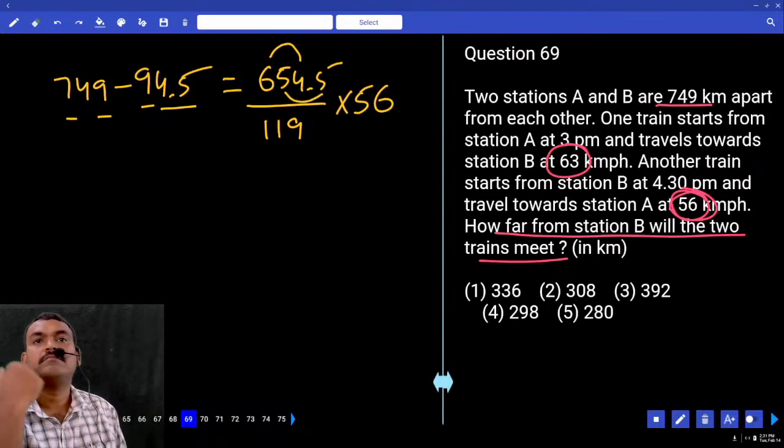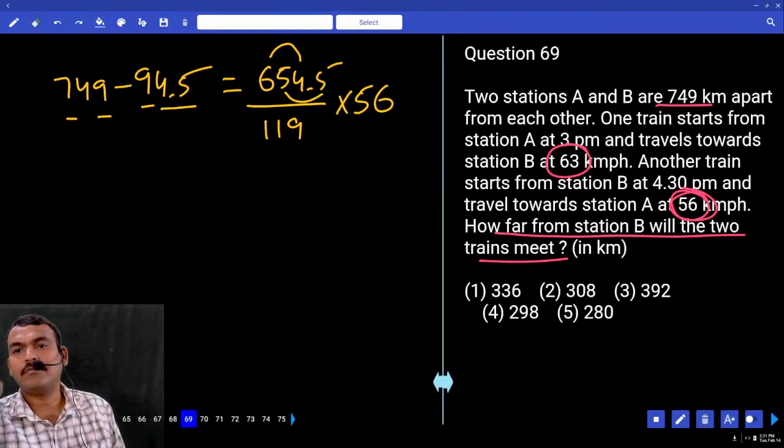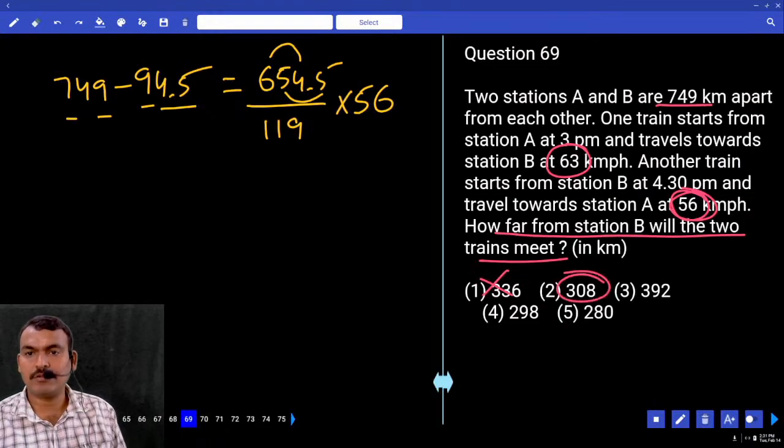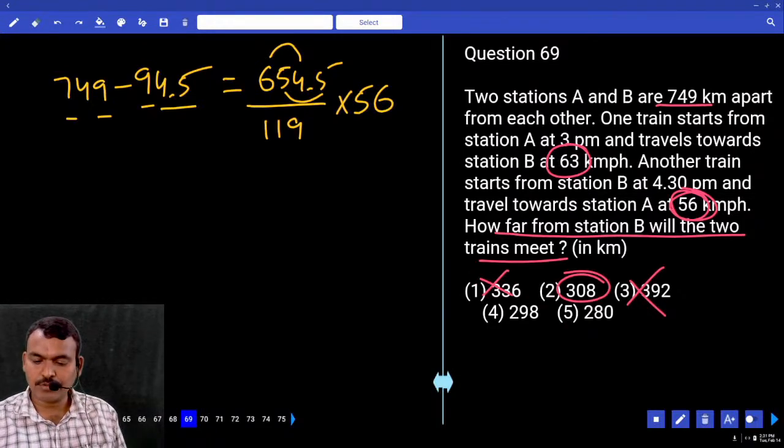6455, 11 multiple. First option, 11 multiple? No. Second option, yes. Third option, no. Fourth option, no. Fifth option, no.